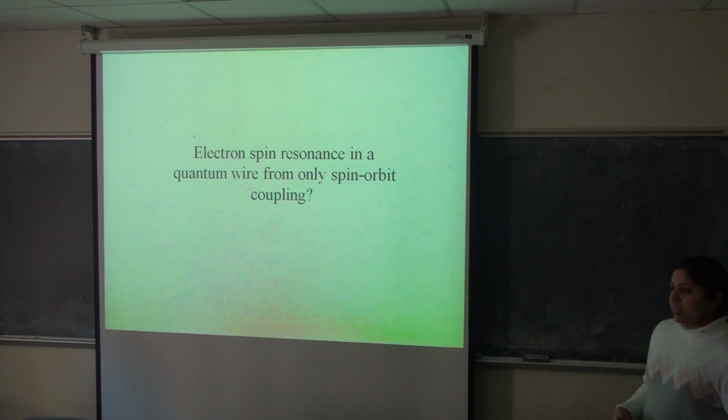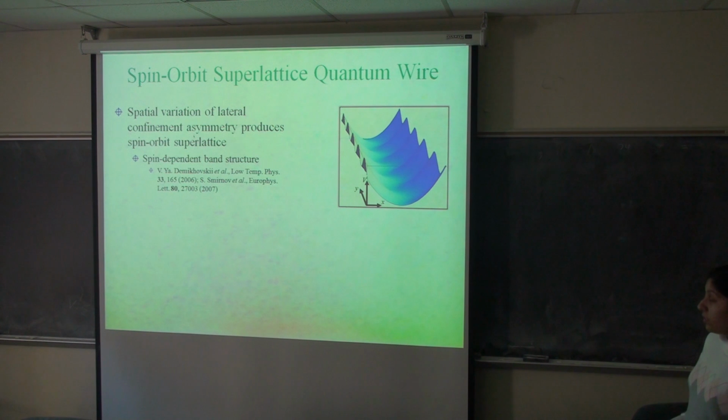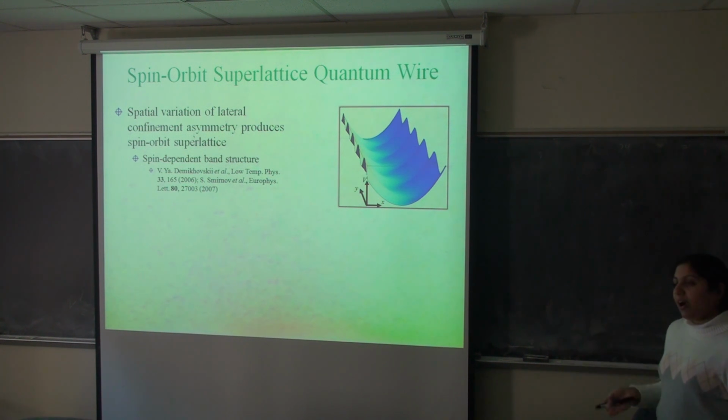And in particular, we can look at the case of a one-dimensional quantum wire. So if we look at the lateral confinement potential of a quantum wire, then by periodically varying the asymmetry of that lateral confinement as we move along the wire, we can produce spatially oscillating spin-orbit coupling. And because this is a periodic potential, we now have a superlattice with a band structure that's spin-dependent due to the spin-orbit interaction.